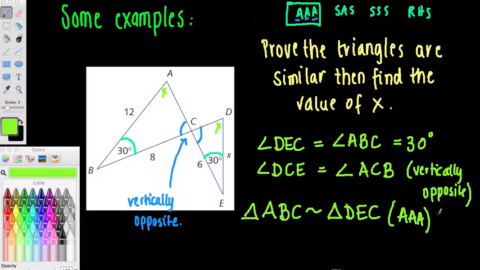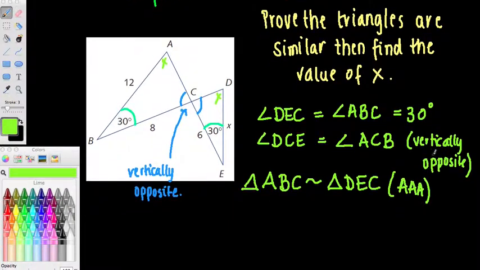Okay, I've proved now that they are similar, so I will write out my workings just like this, explaining in each step parts of this proof here, either the AAA, or perhaps it would be SAS even if it was a different example. Now what I'm going to do is find the value of x, this one here.